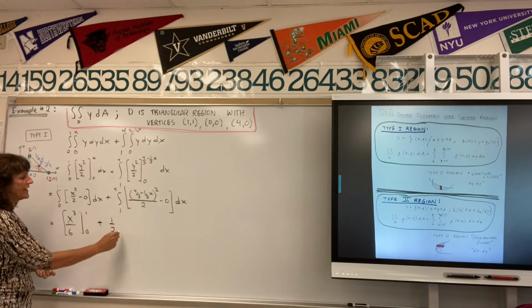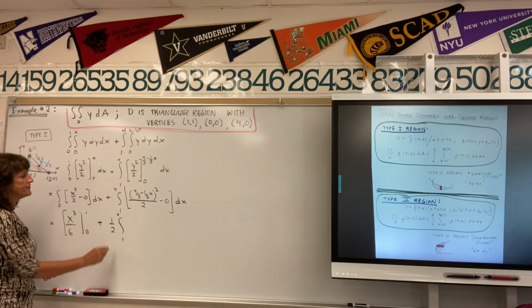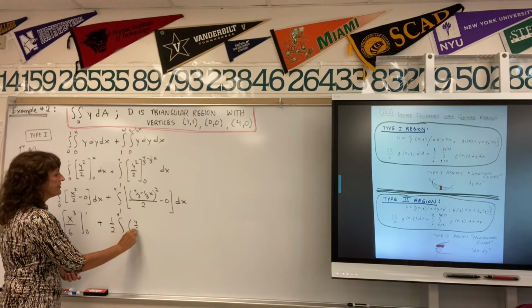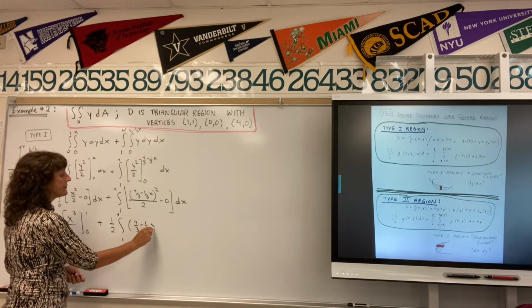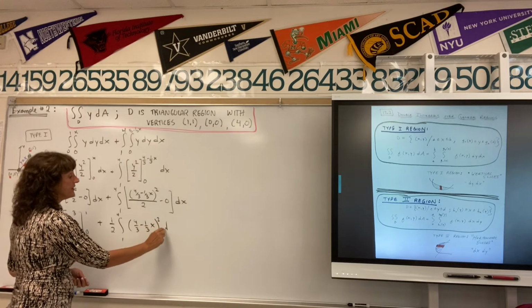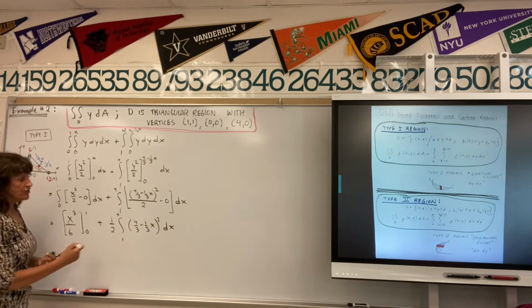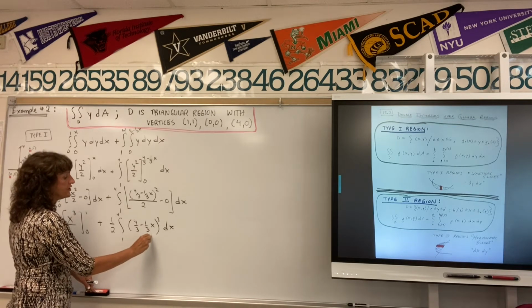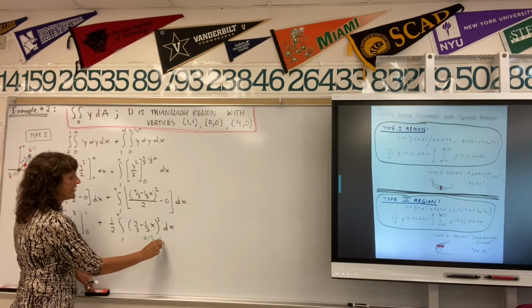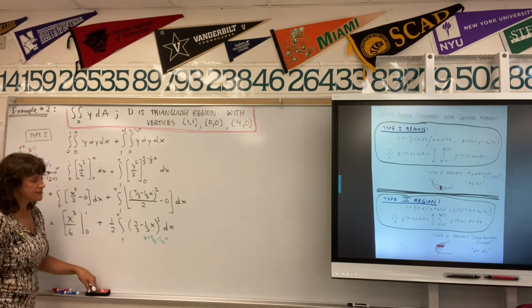I'm going to pull the 1/2 out. We're going to integrate from 1 to 4 of the 4/3 minus 1/3 x, quantity squared. We want to integrate this, all right? I'm going to use a u substitution on this one. I'm going to let u equal the inner part, 4/3 minus 1/3 x, inner part of the composite function.